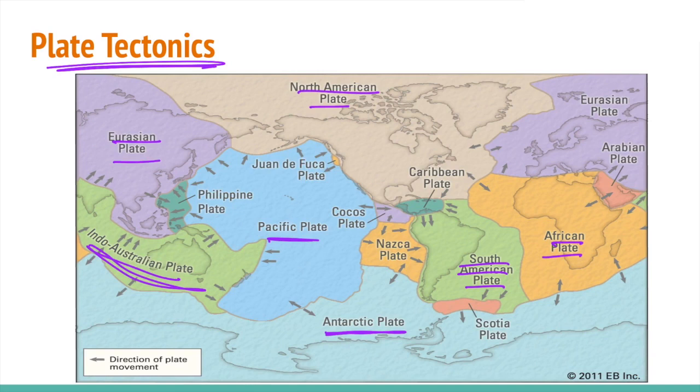And some of the minor plates are Philippine plate, Cocos plate, Juan de Fuca plate, Caribbean plate, Arabian plate, Scotia plate and Nazca plate.